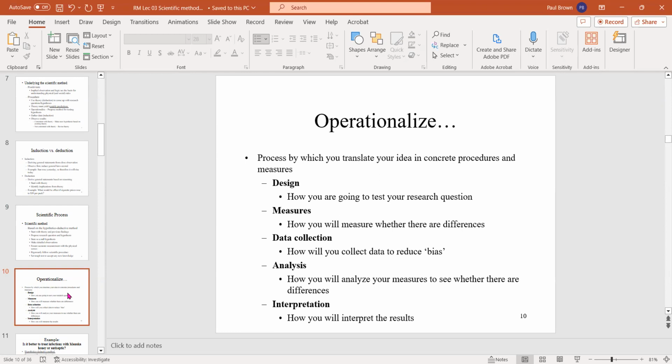So that's operationalize. Then you have to operationalize what your design is, so how you're actually going to do things. Then you have to operationalize how you're going to measure it. Then you have to figure out how exactly you're going to collect the data, how exactly you're going to analyze it, and then how you're going to interpret the results once you get the data in.